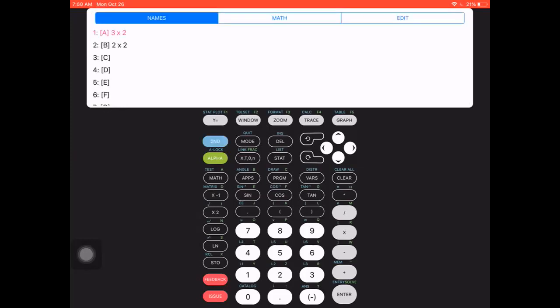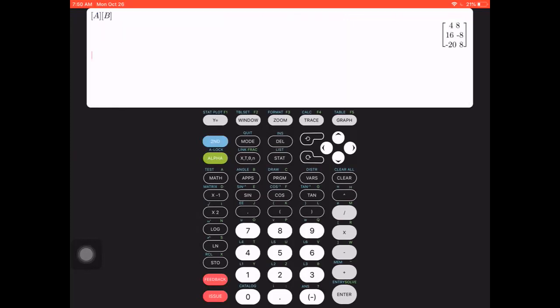Good. And then you get that matrix that we solved for first thing today. Questions on using the calculator to multiply?